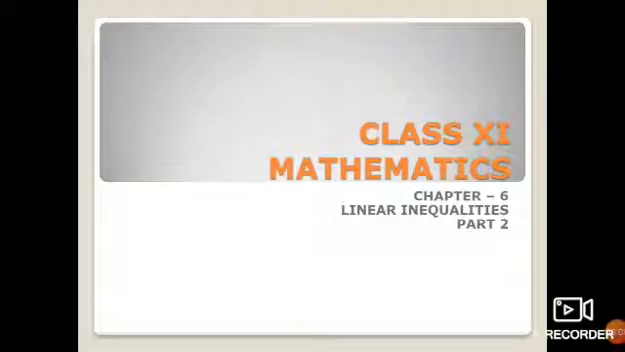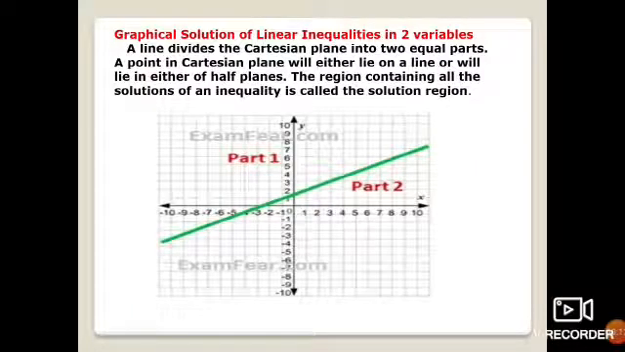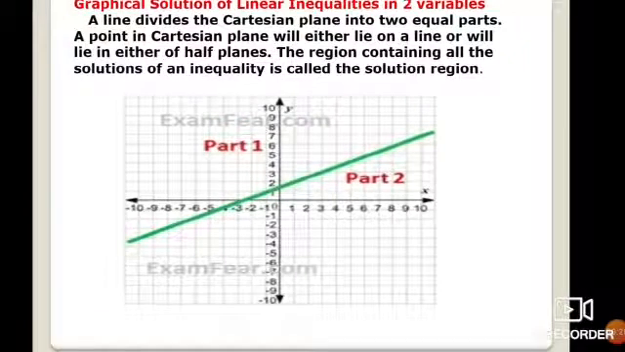Today we are going to learn chapter 6 Linear Inequalities part 2. Graphical solution of linear inequalities in two variables. A line divides a Cartesian plane into two equal parts. A point in Cartesian plane will either lie on a line or will lie in either of half planes. The region containing all the solutions of an inequality is called the solution region.